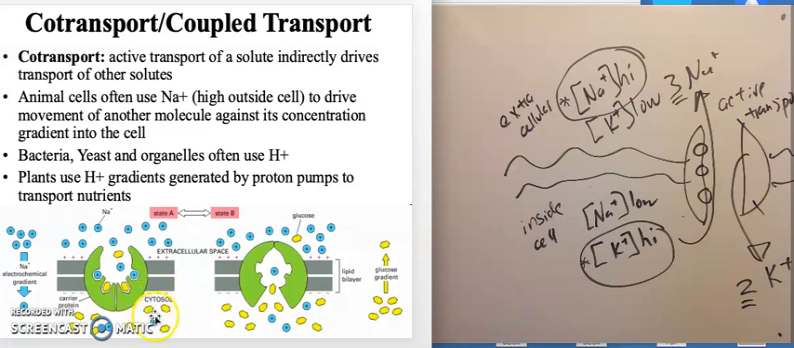Even if there's lots of sugar in the cell, it wants to bring more sugar in. And so by using the energy of the sodium ion concentration gradient, it can force glucose into the cell. So again, this is another example of active transport.